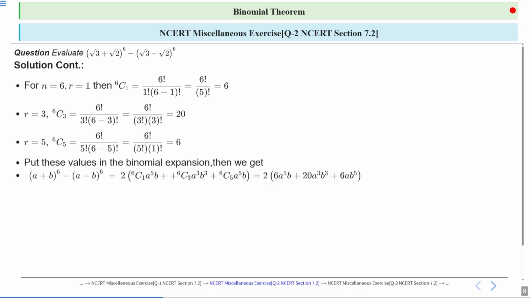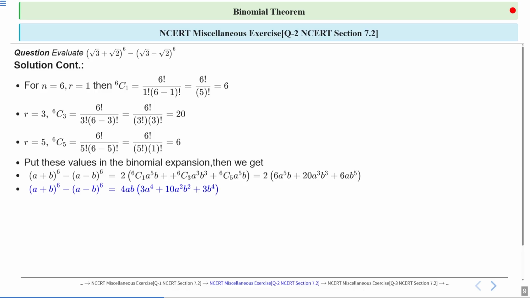Now put these values in the binomial expression, then we get (a plus b) to the power 6 minus (a minus b) to the power 6 is equal to 2 times [6c1 a to the power 5 times b, plus 6c3 a cube into b cube, plus 6c5 a into b to the power 5], and this is equal to simply 2 times [6 times a to the power 5 into b, plus 20 times a cube into b cube, plus 6 times a into b to the power 5]. Okay, so notice how each term is multiplied by its respective coefficient.